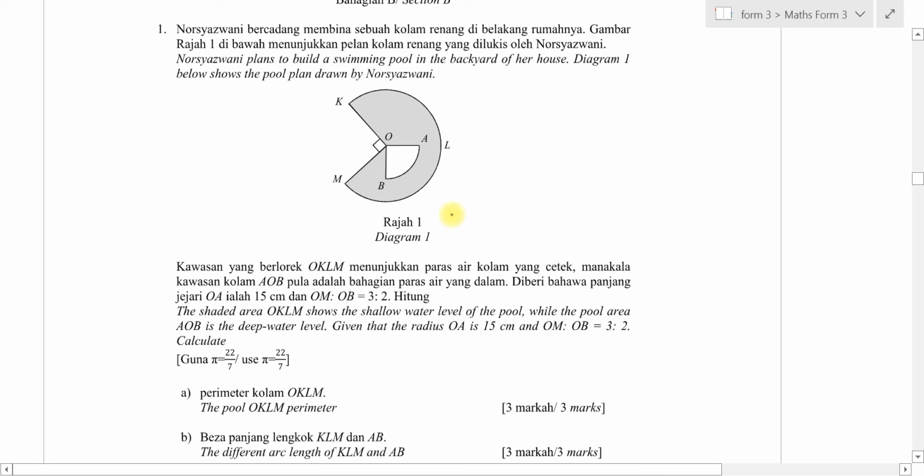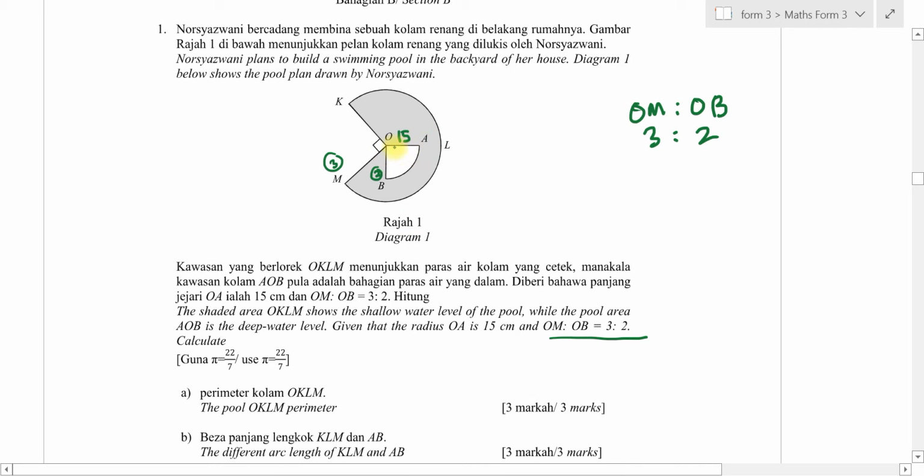Given that OA is 15 centimeter, OM ratio OB is 3 to 2. Ini ratio, not 3 cm or 2 cm. Okay. And calculate the perimeter of OKLM. Okay. So I think we try to settle the fraction part first. Okay, it is given that OM to OB is 3 to 2.